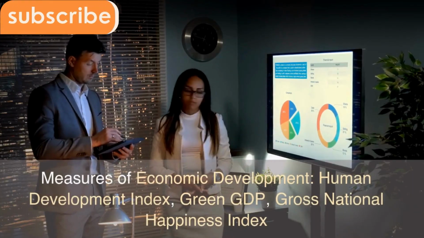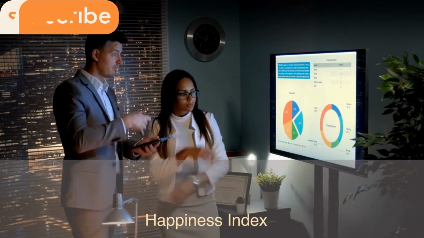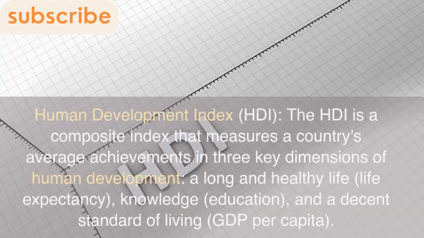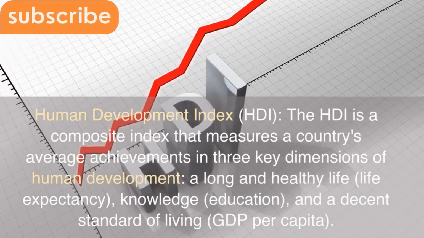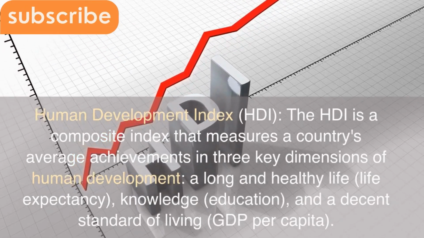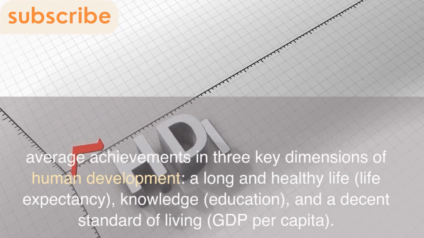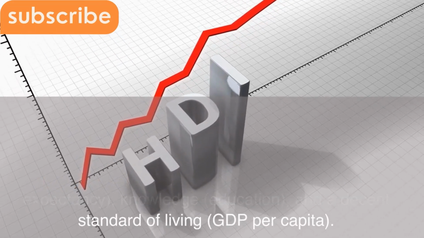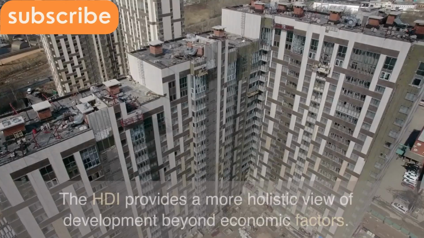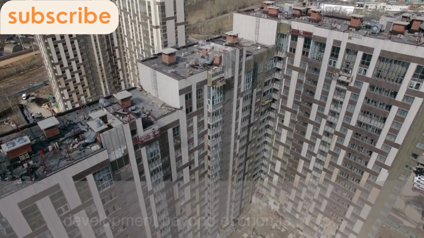Measures of economic development. Human Development Index, Green GDP, Gross National Happiness Index. Human Development Index, HDI. The HDI is a composite index that measures a country's average achievements in three key dimensions of human development: a long and healthy life, life expectancy, knowledge, education, and a decent standard of living, GDP per capita. The HDI provides a more holistic view of development beyond economic factors.